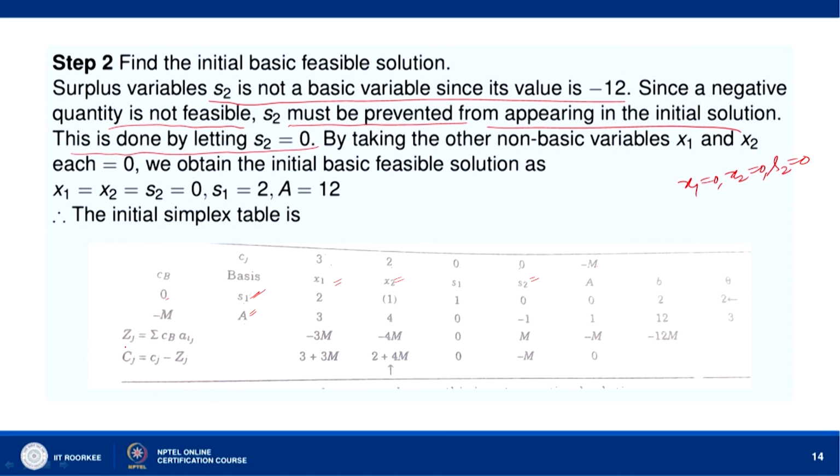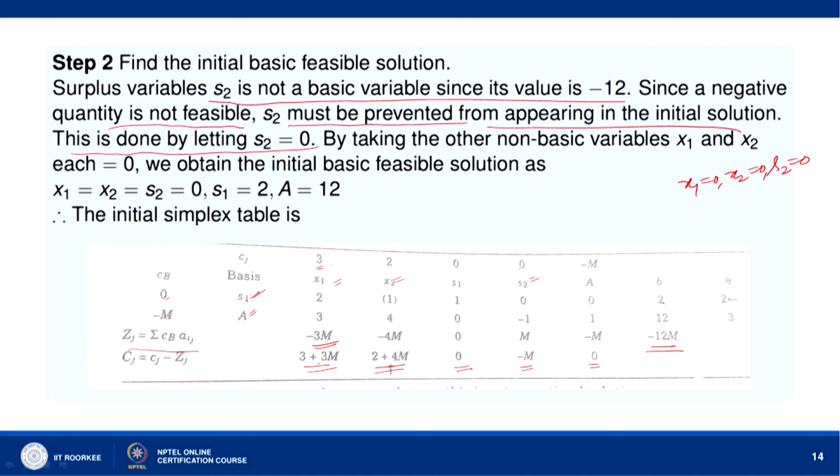We then calculate zj equal to sigma cb aij. 0 into 2 is 0, minus m into 3 is minus 3m, their total is minus 3m. Then C3 minus of 3m is 3 plus 3m here, and this becomes 2 plus 4m here. Here it is 0, here it is minus m, here it is 0, and this is 0 into 2 is 0, minus m into 12 is minus 12m. So, this is minus 12m.